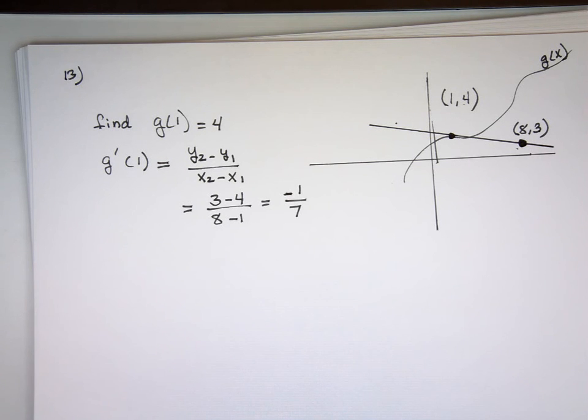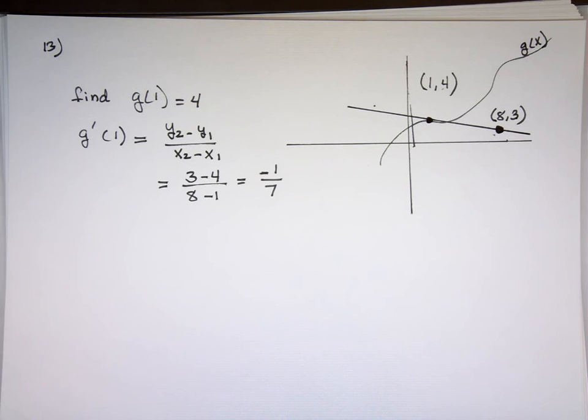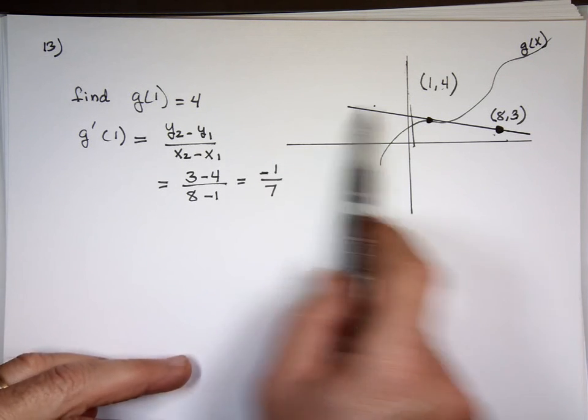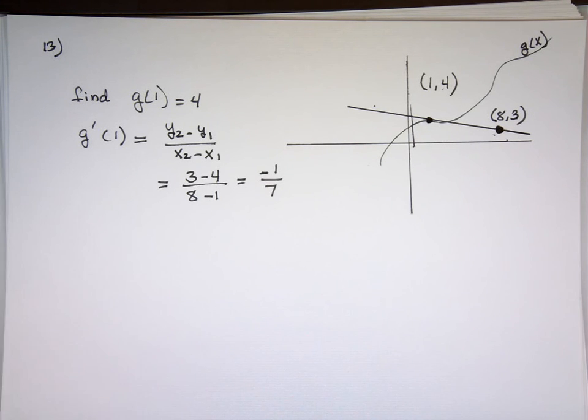So this is just making sure you understand the definition of the derivative. The derivative is the slope of the tangent line. This is your tangent line. And what's the slope of that line? You get 2 points. y2 minus y1 over x2 minus x1.